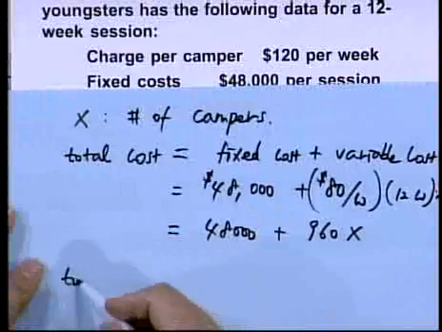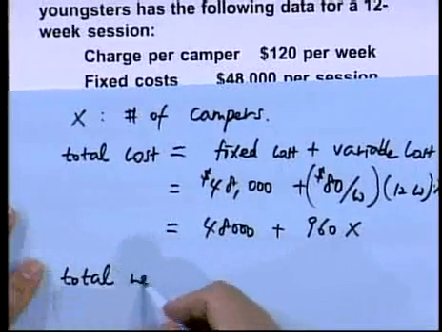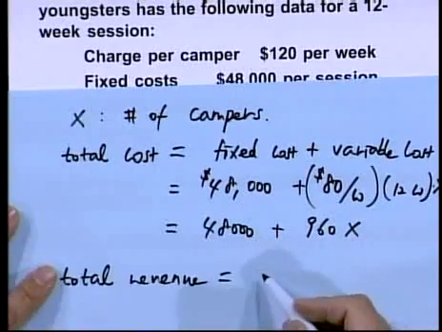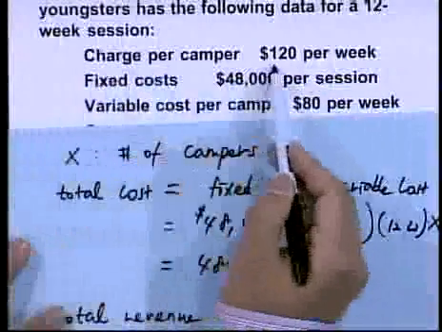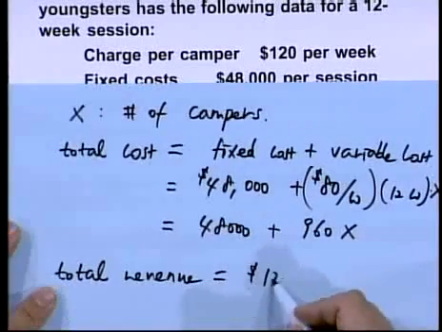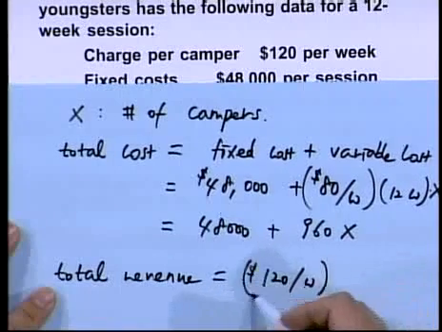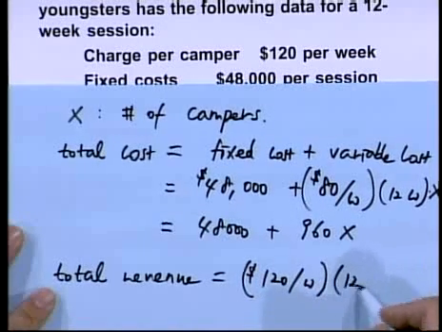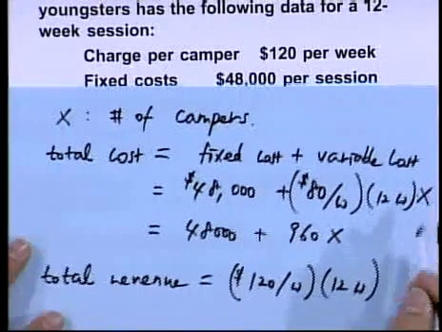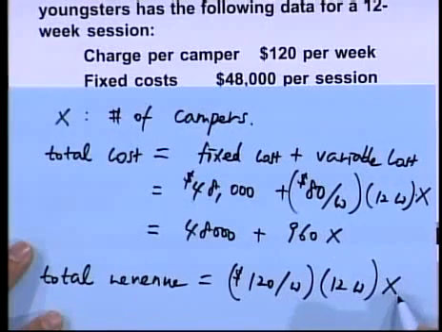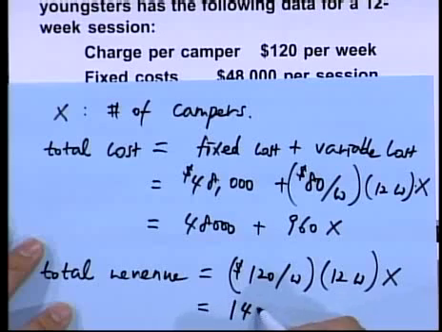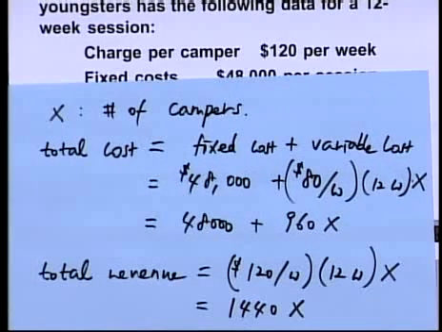Then what about the total revenue? That's going to be $120 per week. Again, we are considering 12-week sessions. So you need to multiply by 12 weeks times the total number of campers, right? So this is going to be 1,440x. Okay?